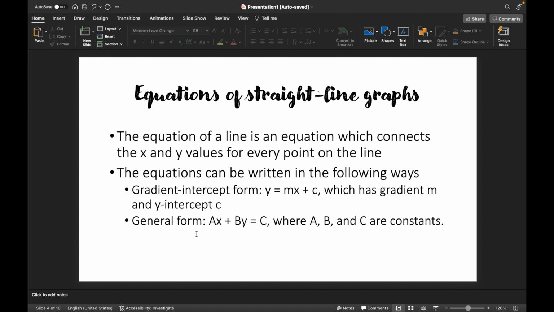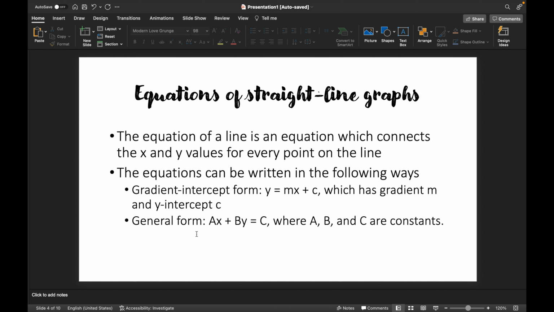Okay, the equations can be written in two ways. The first one is the gradient intercept form, which is in the form of y equals mx plus c, where the gradient is m and the y-intercept is c. You know what y-intercept is, right? It's basically when the value of x equals 0 and the value of y will be something, which is c. So it will be y equals mx plus c. You'll use this very frequently.